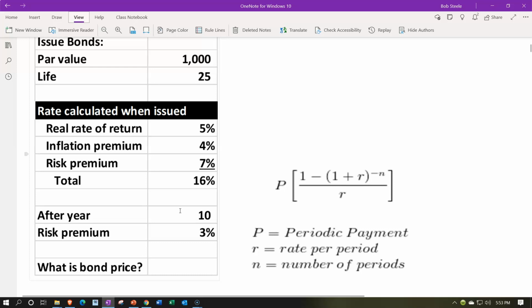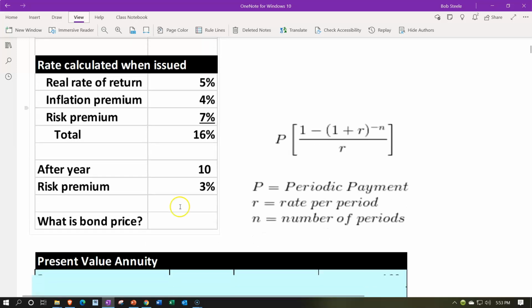So the movie screen flashes forward, blank screen, scrolling in, and it says 10 years have now passed. The bond has served us well. But now the risk premium is 3% as opposed to 7%. And so what's going to be the price of the bond at this time? What we'll do then is calculate the price of the bond at that point in time, the risk premium now being less than it was before, which is going to bring down the total rate, the market rate now being less than the rate that was on the bond.